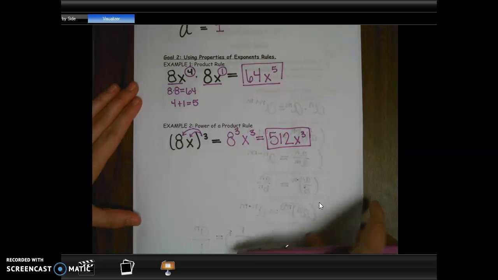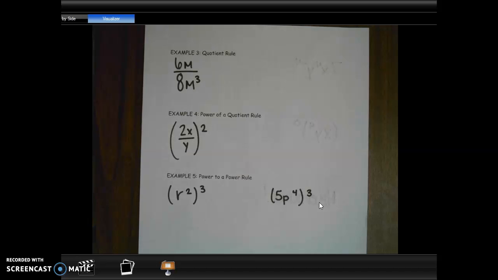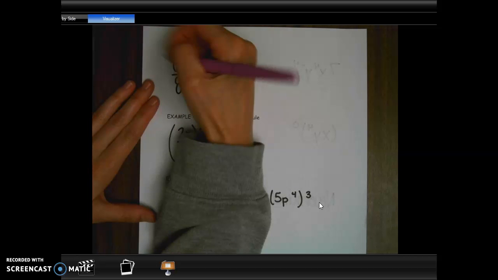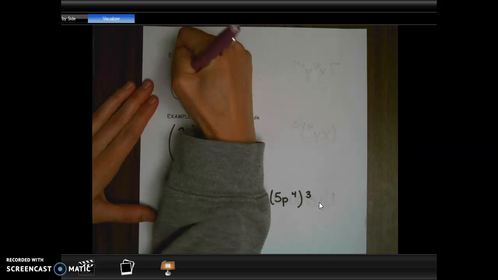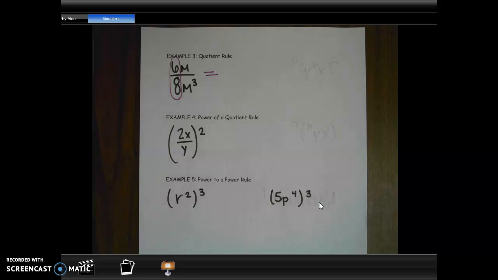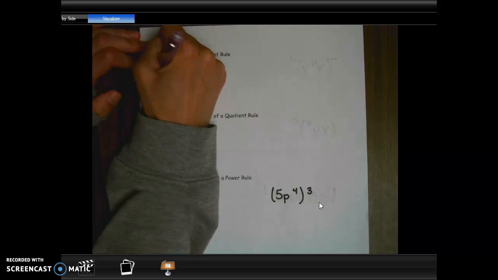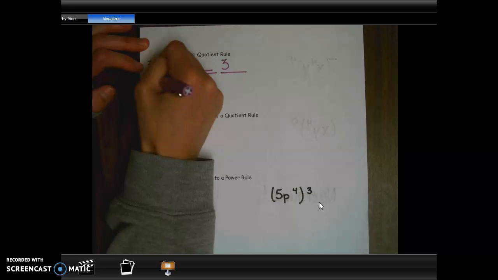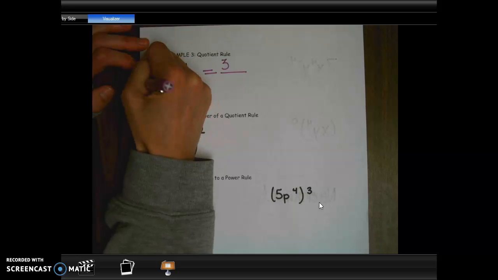All right, moving on. Let's practice our quotient rule. So remember, our quotient rule means we're going to subtract. First, let's look at our numbers. We have 6 over 8. And we have to see, can that simplify? Why, yes, they can. They are both divisible by 2, which means they can both be simplified. So we think, okay, well, 6 divided by 2 is 3. Over 8 divided by 2 is 4.